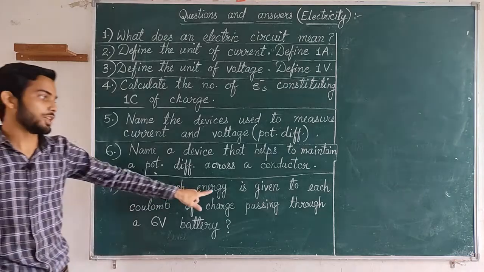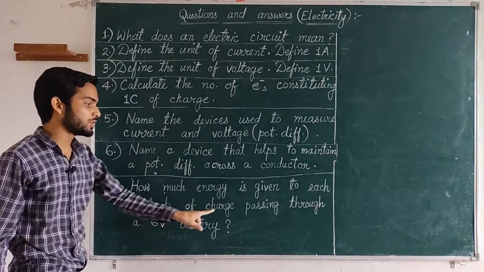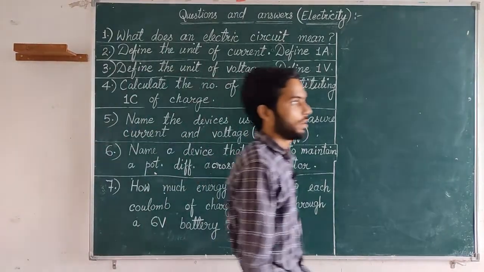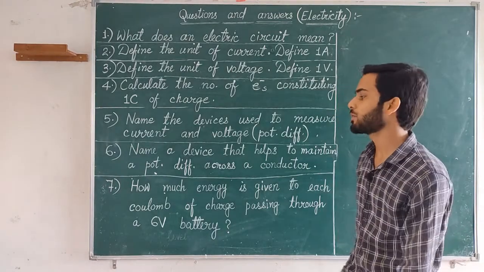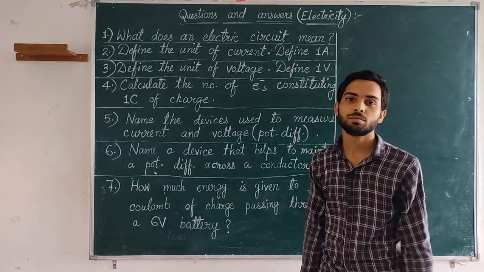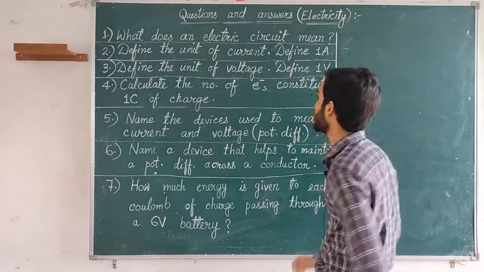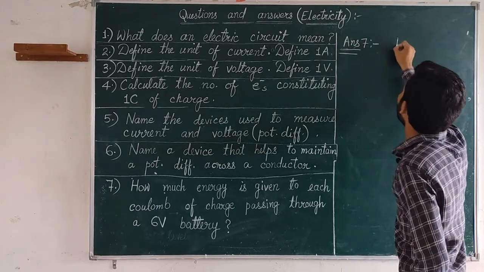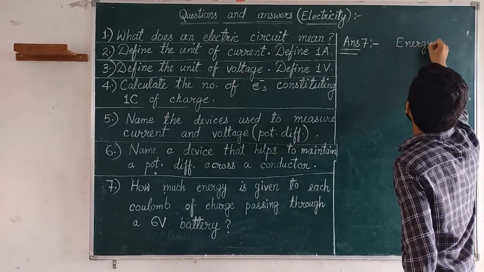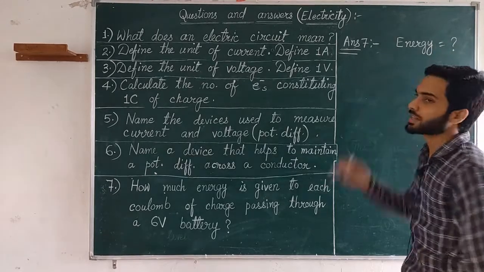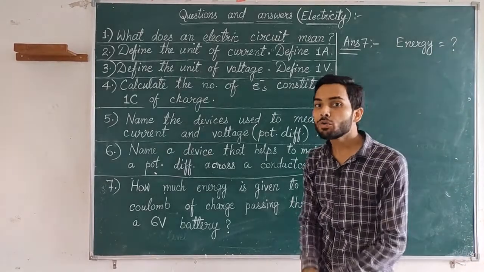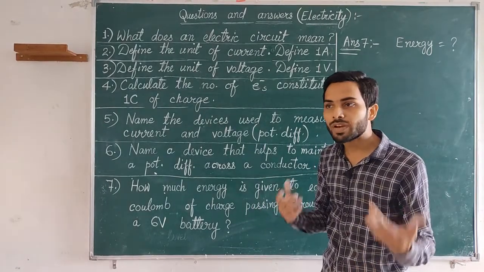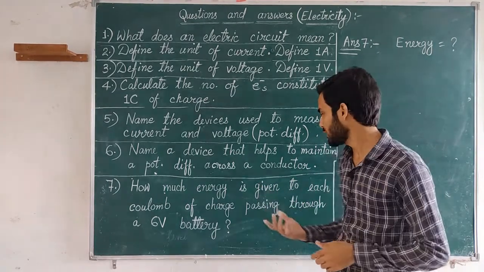How much energy is given to each coulomb of charge passing through a 6-volt battery? My dear students, what we have to calculate here? How much energy? We are going to calculate energy. Our aim is to calculate energy. What is the amount of energy? So in order to calculate the value of energy, some values must be given to us. And what are those values?